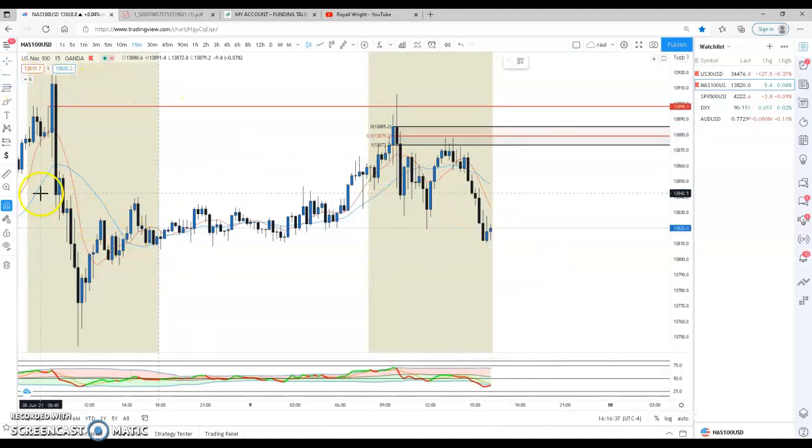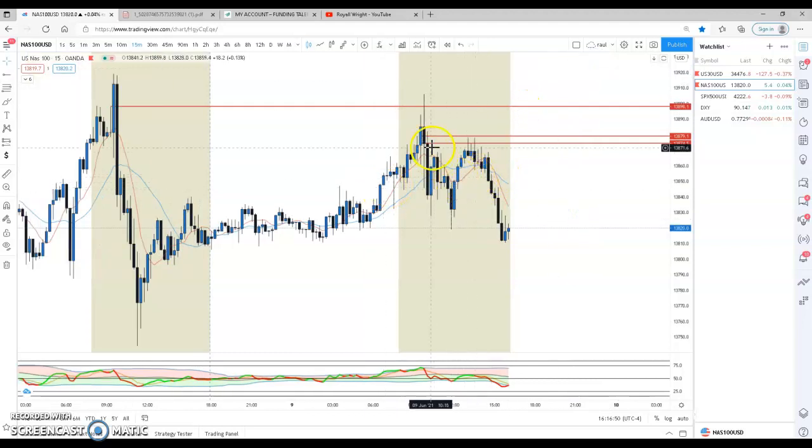And you can just mark that off. It's the 50% of the body to the open of the candle. So you just mark that off, right? Don't need that anymore. And you can see price came right back and wicked into this area.